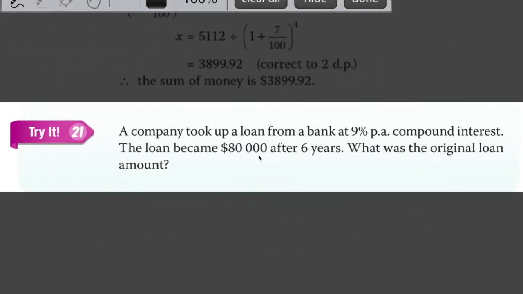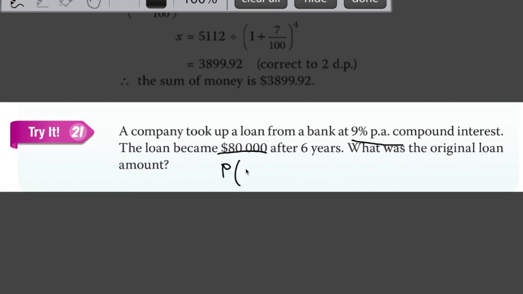Now this question is interesting. This is a little bit of reverse engineering. A company took up a loan, 9% per annum, compound interest. The final loan became 80,000 after 6 years. So what's the original loan amount?